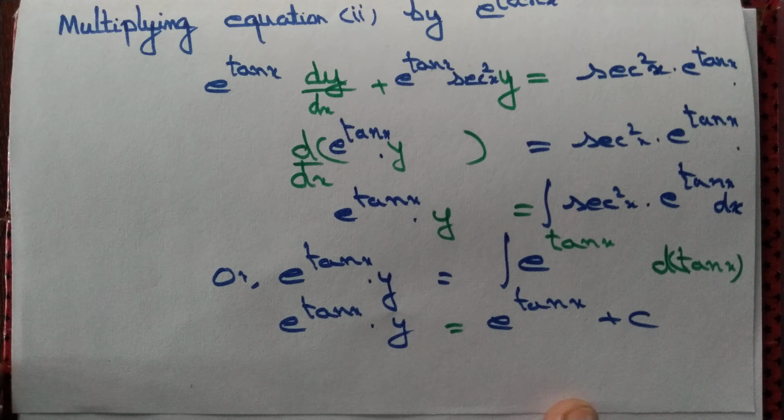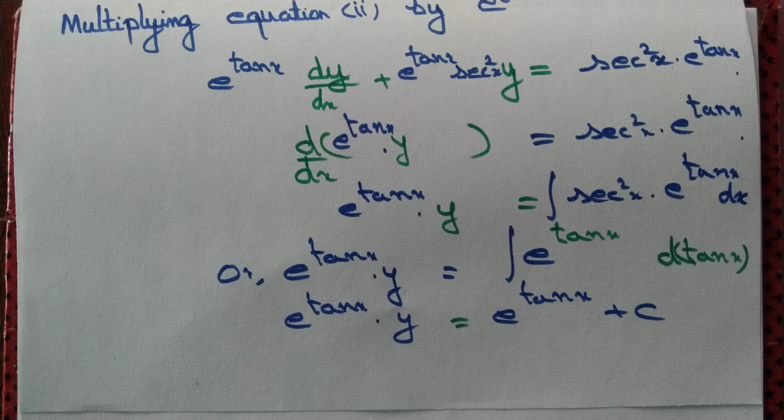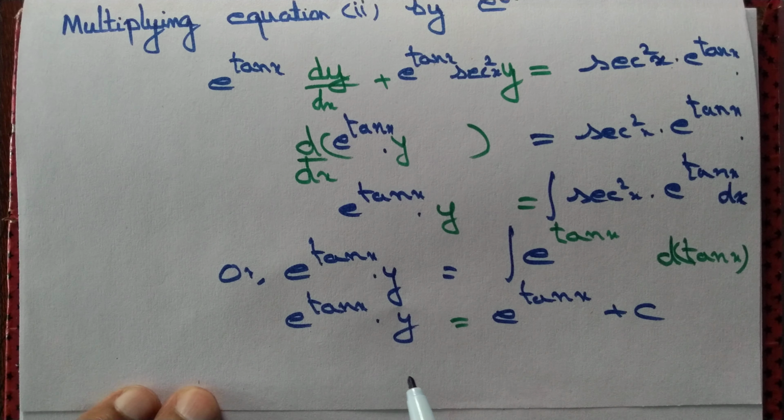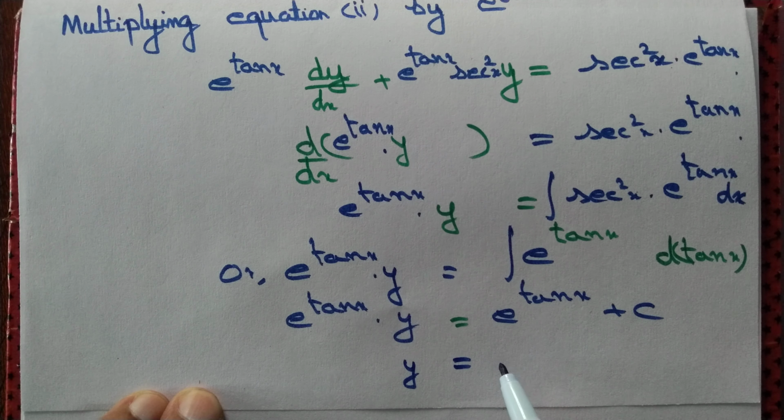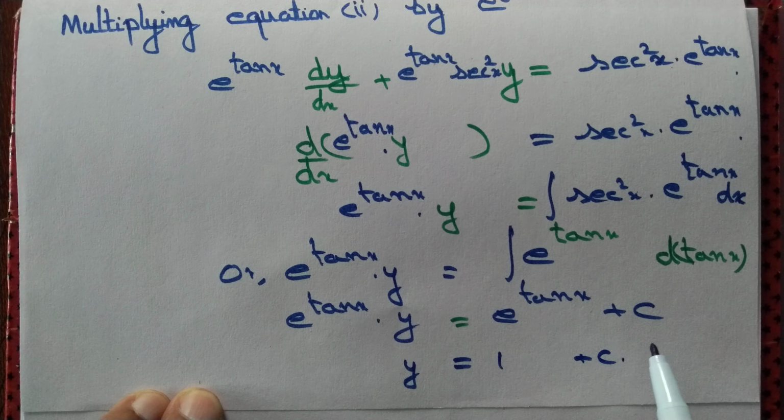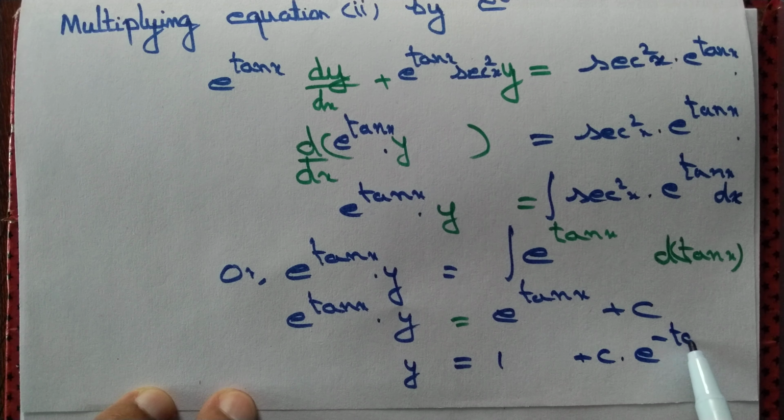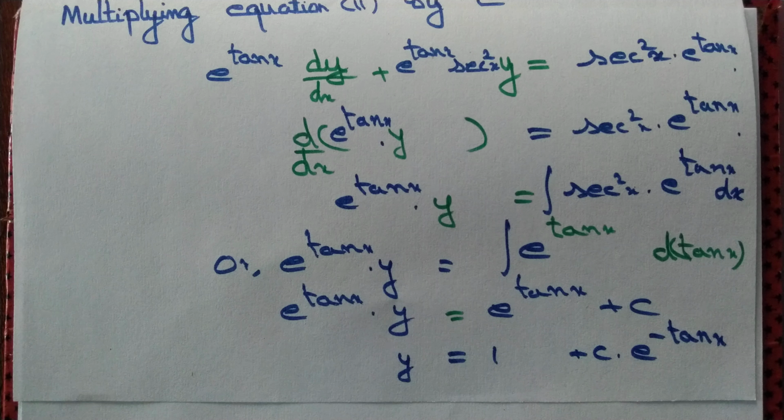We can write it in a bit simplified form, or we can leave it as it is. We divide throughout by e to the power tan x, and e to the power tan x will get cancelled, so y equals 1 plus c times e to the power minus tan x. Of course, c is the constant of integration.